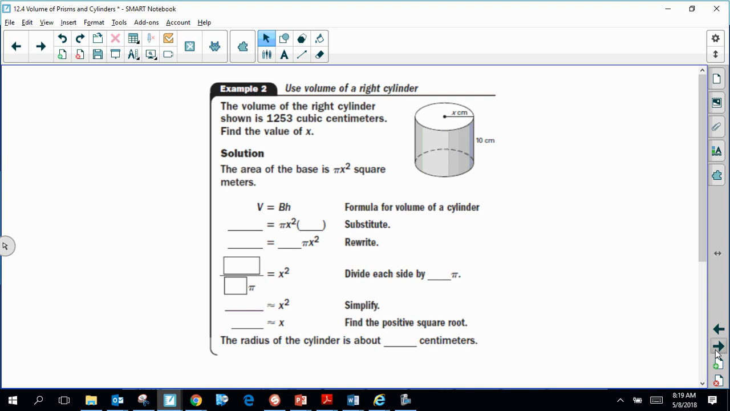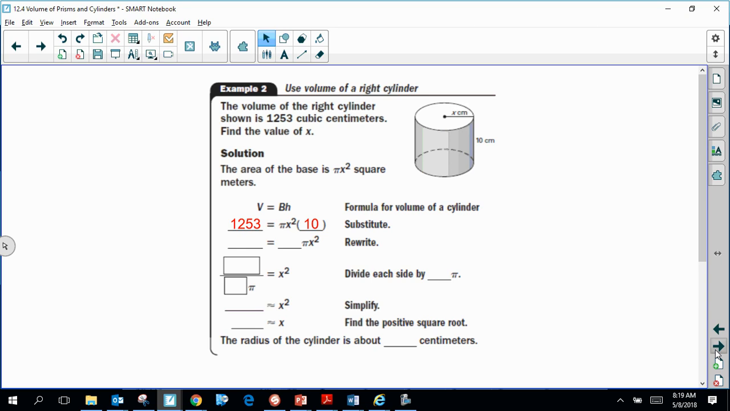So here is an example where we're going to be using the volume equation of something, in this case a cylinder, and we're going to work backwards in order to not find the volume, but find some other dimension of the shape. In this case, we're looking for the radius of the cylinder given the volume. So starting out with the volume is equal to base times height, we say pi r squared. The radius in this case is x, so that's why we say pi times x squared, and the height is 10.